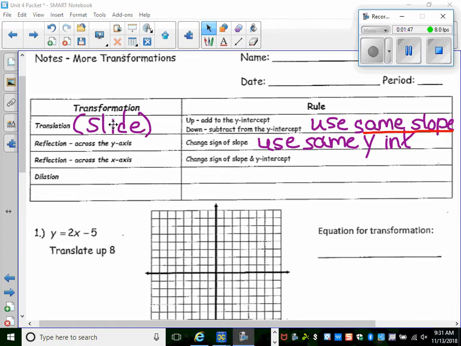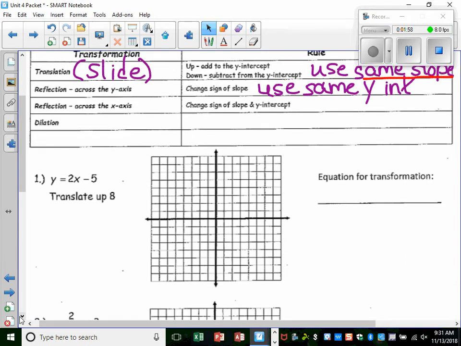All right, so we have a slide. We're going to be using the same slope. And the very first thing you're going to do is graph the line that they give you. So let's do that first. So they give us this line of y equals 2x minus 5. So let's graph that.